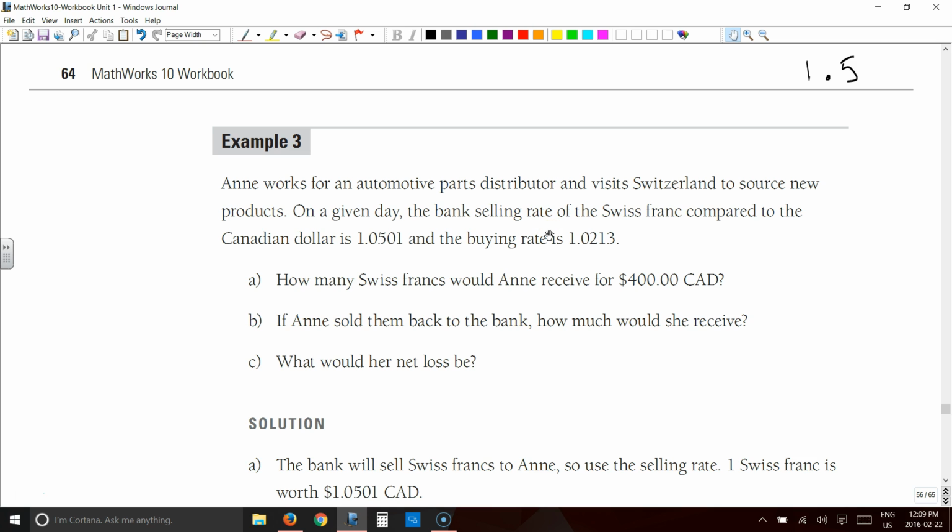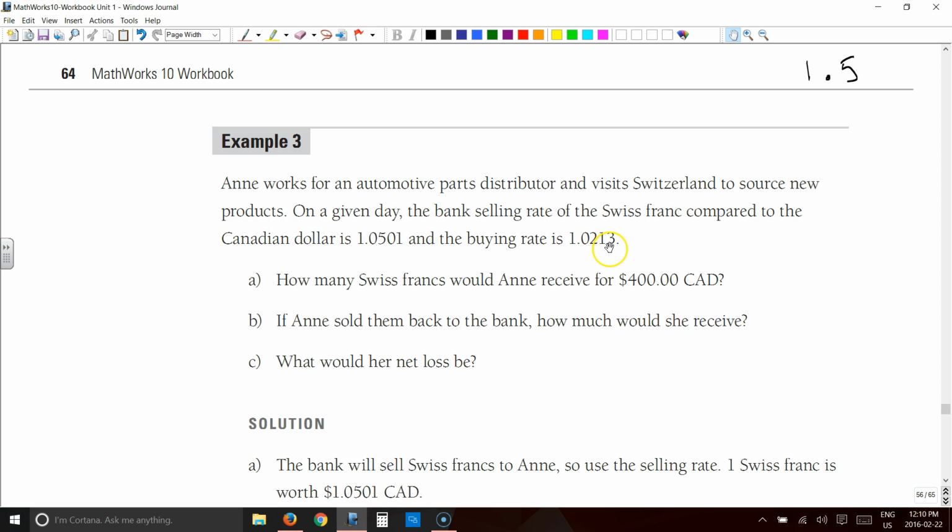In previous questions, you only had one simple exchange rate that was written really clearly. You just used that exchange rate to do your work, and it was quite straightforward. In this question, they've given you two exchange rates, and they're not entirely clear what they are. For instance, it says the Swiss franc compared to the Canadian dollar is 1.0501, and the buying rate is 1.0213, and they don't tell you what this is. Is this Swiss francs? Is this dollars? This one says compared to Canadian dollars is 1.0501, so I'm going to assume that's Canadian dollars, but this one it doesn't say.